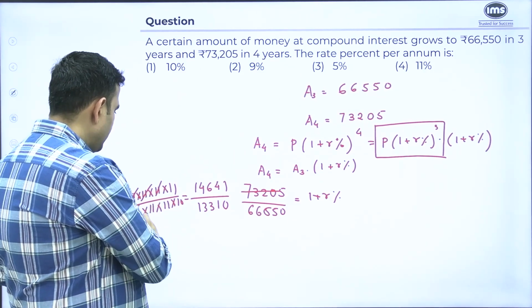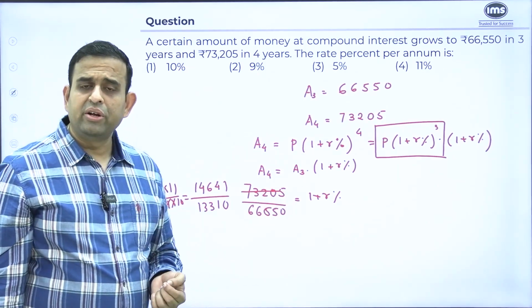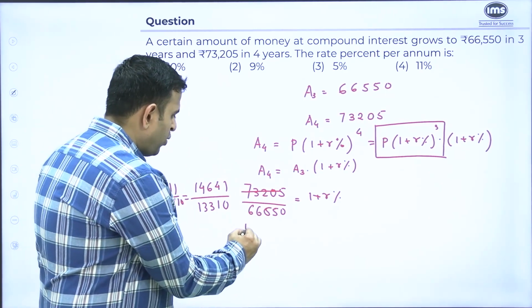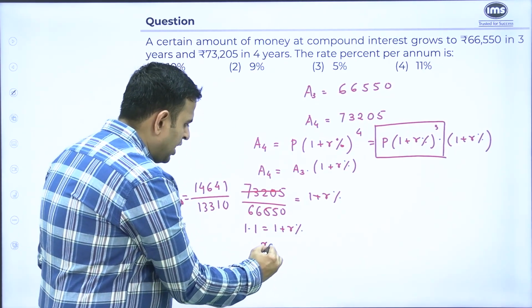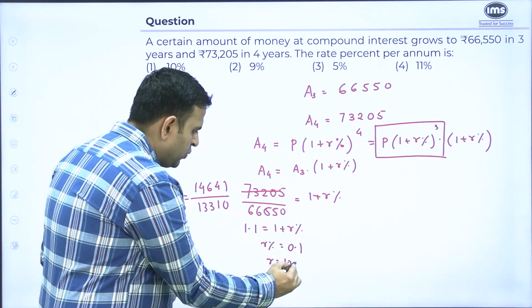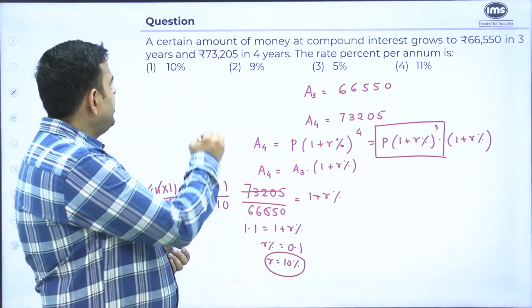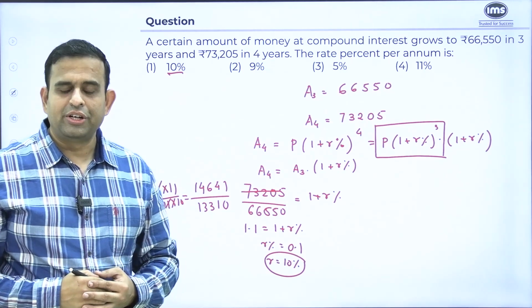So 3 elevens will get cancelled out and we get nothing but 1 plus R percent as 11 by 10 or 1.1. So if 1.1 is equal to 1 plus R percent, R becomes equal to 0.1. So R must be equal to 10%. So required rate over here must be 10%. So option number 1 is the answer for this particular question.